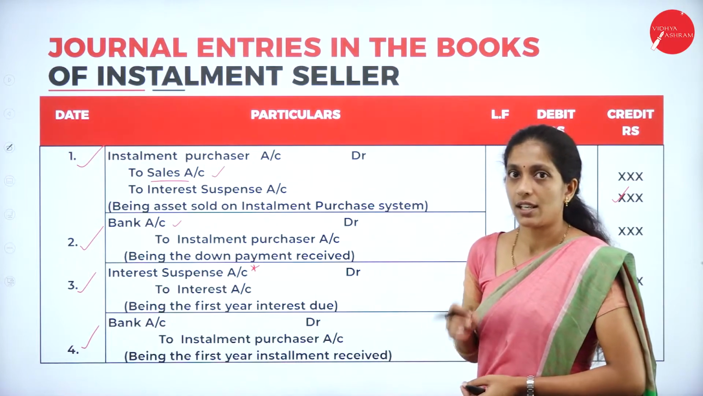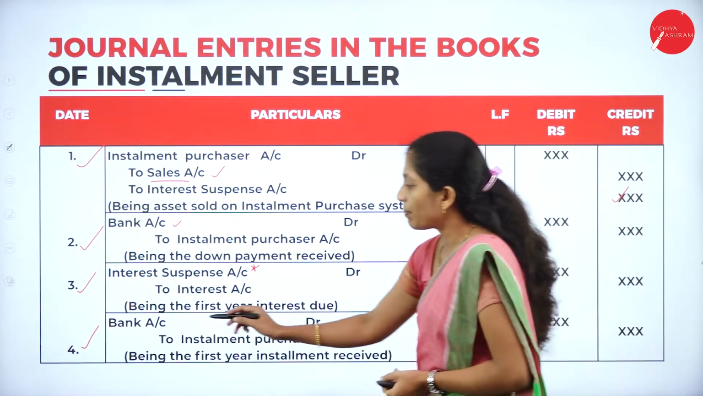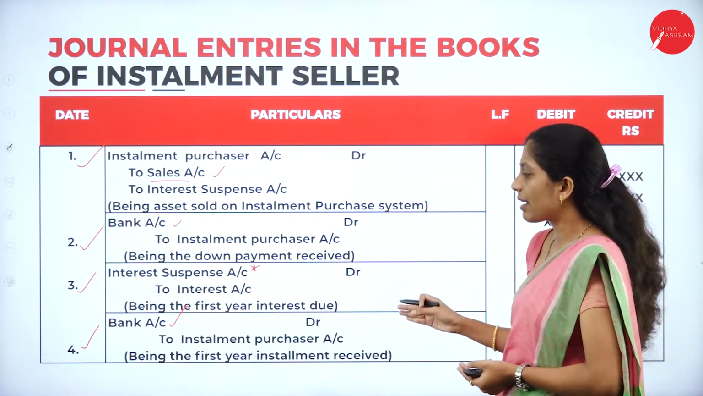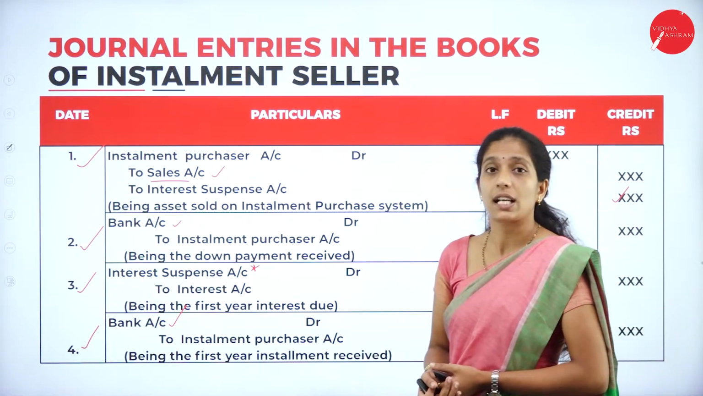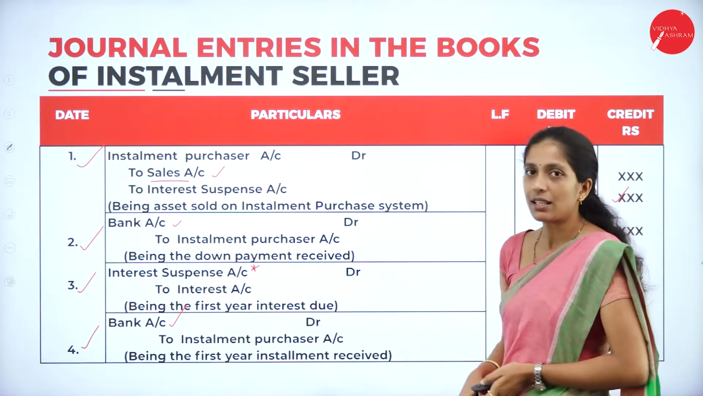Installment received. So bank account debit to installment purchaser account. We are debiting the bank account because we are receiving the amount. So from whom are we receiving the installment? From the installment purchaser, being the first year installment received.